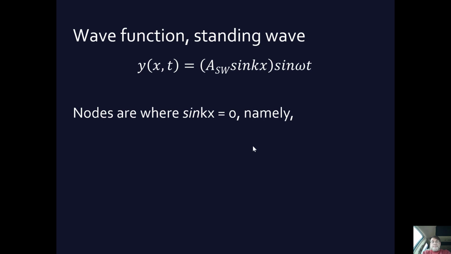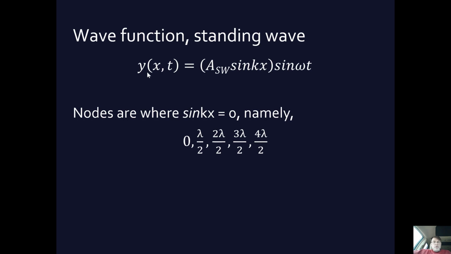The nodes are going to be where the sine of kx equals 0, the points where this whole thing cancels out and you have y equals 0. Again, y is the transverse up and down motion, so the nodes are where y is 0. That takes place when the sine of kx is 0. When is that going to happen? It's going to happen at half a wavelength, at a full wavelength, 2 lambda over 2 being lambda, at 3/2 a wavelength, and at 4 over 2, which is 2 lambda. That's where the nodes are going to be.